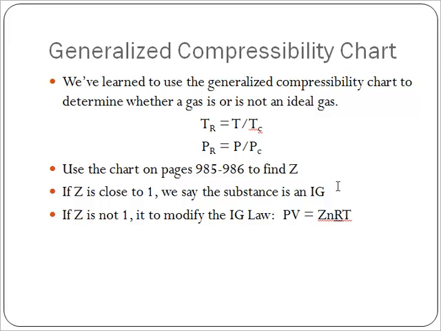What we've been taught so far is that whenever Z turned out to be close to 1, we say that the substance is an ideal gas, and if it isn't close to 1, then we use this Z that we get that's not 1 to modify the ideal gas law. It goes on the temperature side of the ideal gas law. So PV equals Z times nRT if you're using total volume. If you use specific volume, Pv equals ZRT.